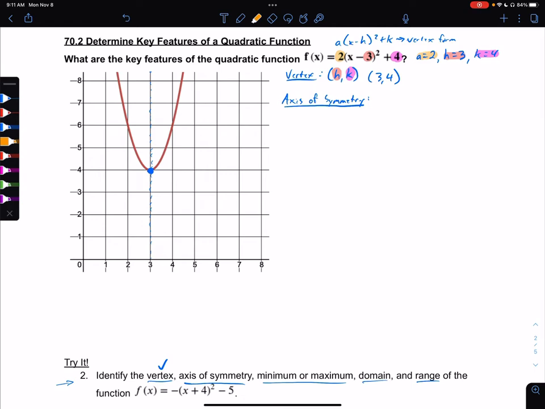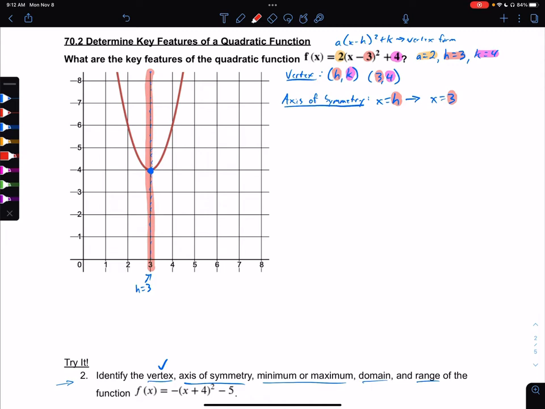So in this case, the axis of symmetry is going to be right along here. And what happens is that this is my h value, right? That's where h is equal to 3. So the axis of symmetry is x equals h, which in this case would be x is equal to 3. All right, so you just use whatever the h value is. And the axis of symmetry is just x equals 3.